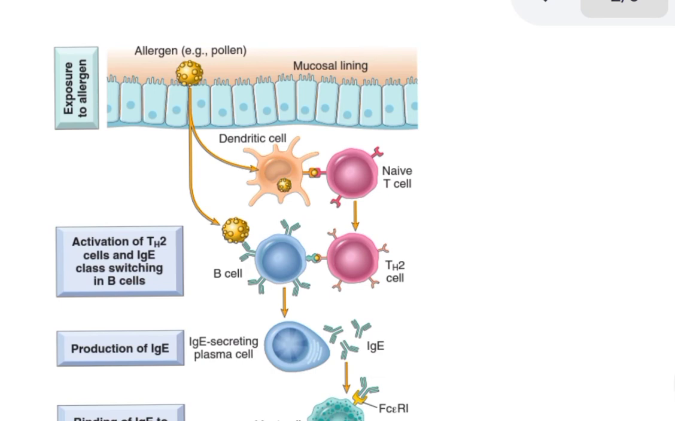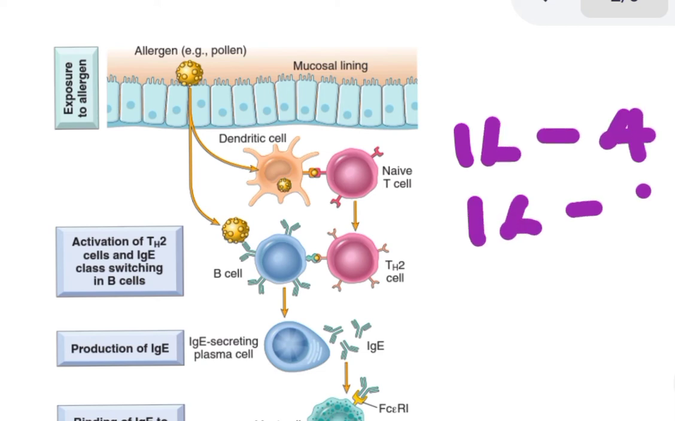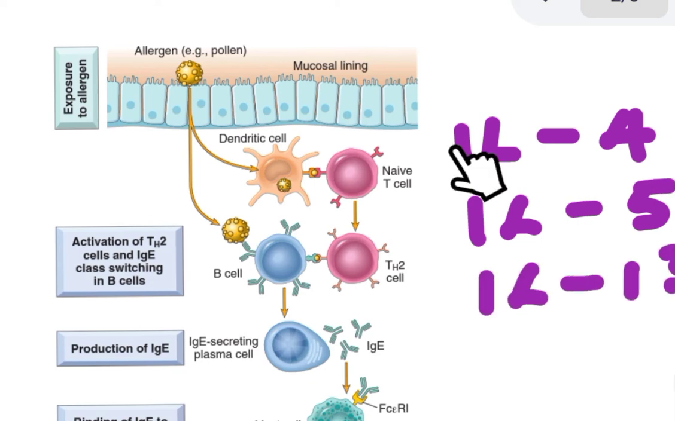These cytokines that are produced by the T helper 2 cells, we have got interleukin 4, interleukin 5, and interleukin 13. Interleukin 4 is very important for the heavy chain class switching in B cells.